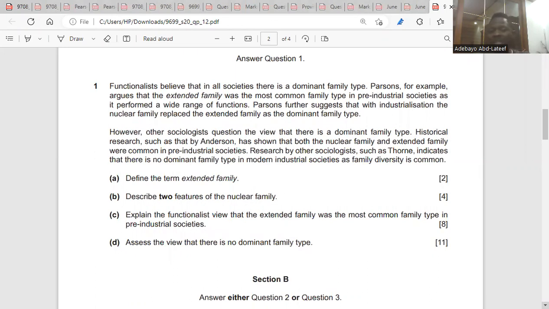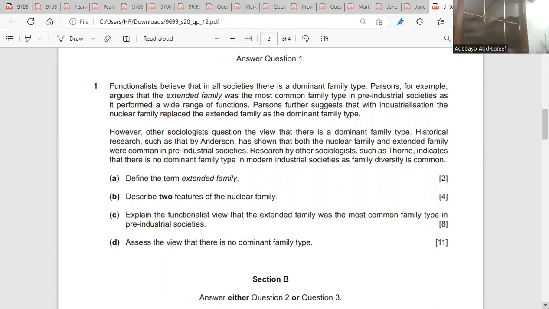However, other sociologists question the view that there is a dominant family type. Historical research such as that by Anderson has shown that both the nuclear family and extended family were common in pre-industrial societies. Research by other sociologists such as Thorne indicates that there is no dominant family type in modern industrial society, as family diversity is common.